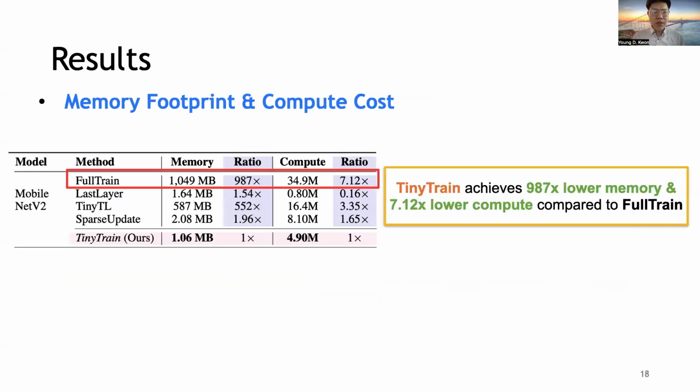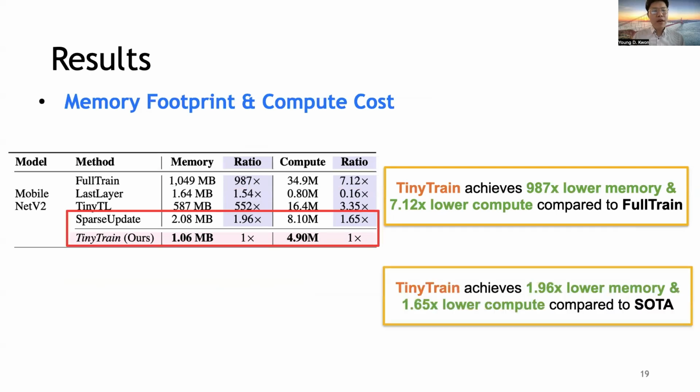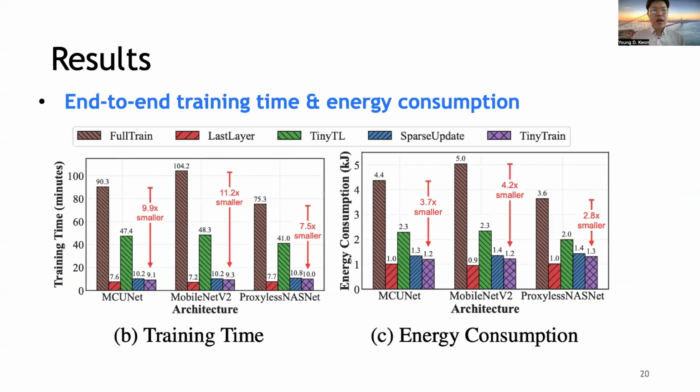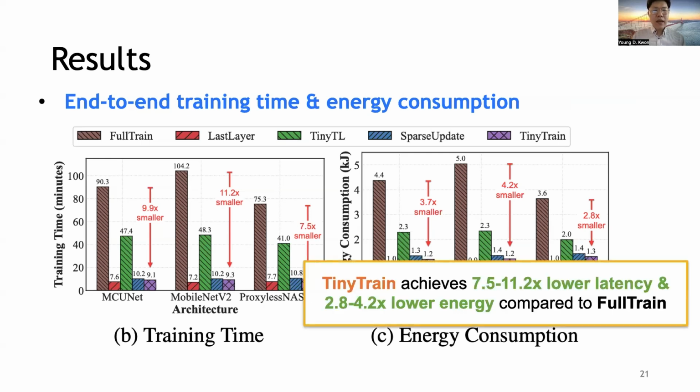And then regarding memory footprint and computational cost, TinyTrain achieves 987 times lower memory and 7.12 times lower computation compared to full train. And TinyTrain achieves 1.96 times lower memory and 1.65 times lower computation compared to the SparseUpdate method. After that, we evaluated our method in terms of end-to-end training time and energy consumption on edge devices like Raspberry Pi Zero 2. And the result shows that TinyTrain achieves up to 11.2 times lower latency and up to 4.2 times lower energy consumption compared to full train.